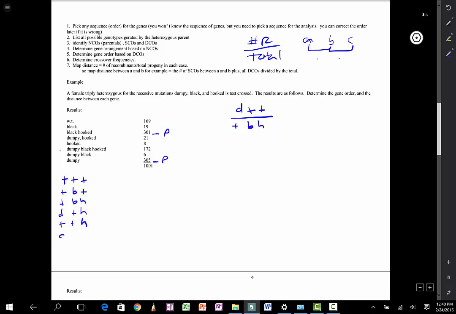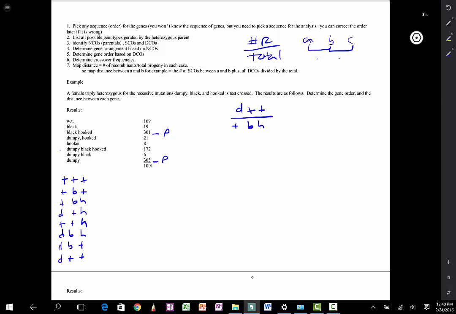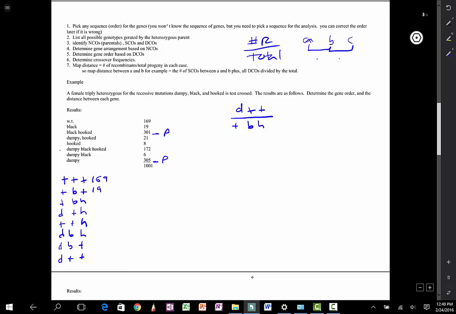Dumpy, black, and hooked. Dumpy, black, plus, and just dumpy. Alright, so those are the orders. And I'm going to put the numbers down here too. So 169, 19, 301, 21, 8, 172, 6, 305.